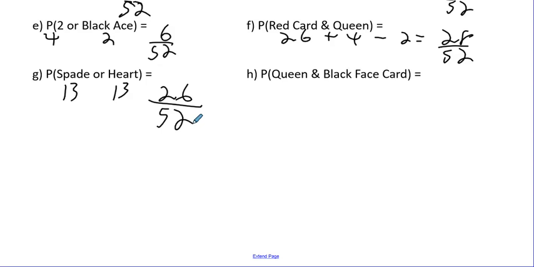Okay, last but not least on this one, a queen. There's 4 of them. A black face card. Well, that's 6. 3 in each suit. But there are 2 black queens. So we add and subtract. 6 plus 4 is 10. Minus 2 is 8 out of 52.